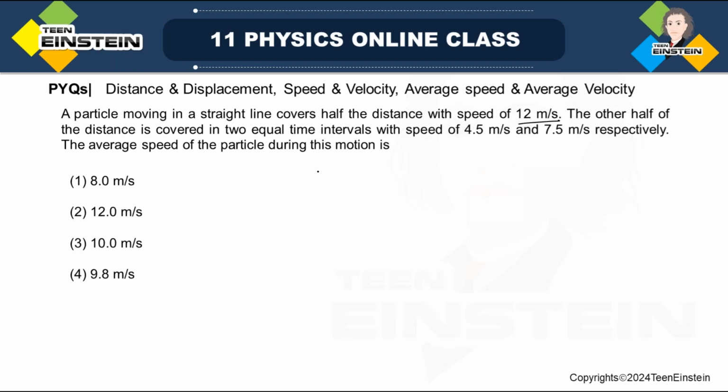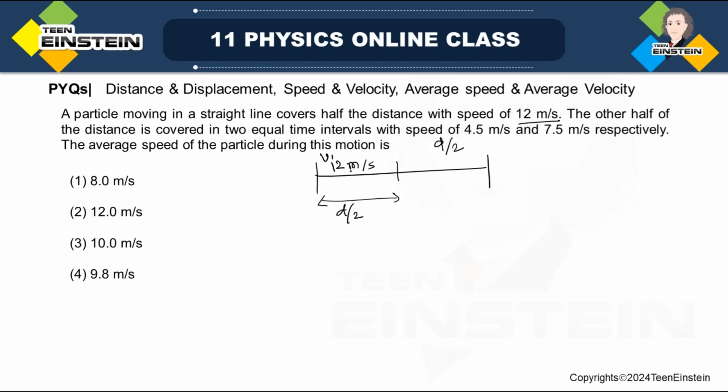I'll just try to make you understand the situation. Suppose this is the total distance, and half of it is traveled. So this is, suppose, d by 2. Total distance, let us say d, and the rest is also d by 2. Now this d by 2 is covered by the particle with a constant velocity of 12 meters per second. Let us say this is v1, but we don't know the time it takes.